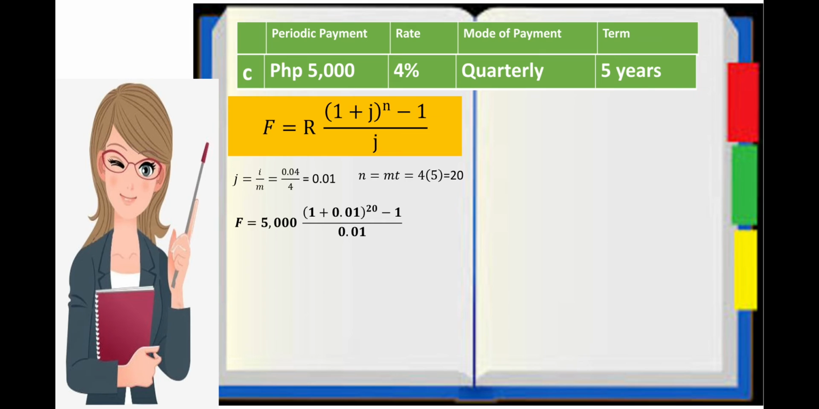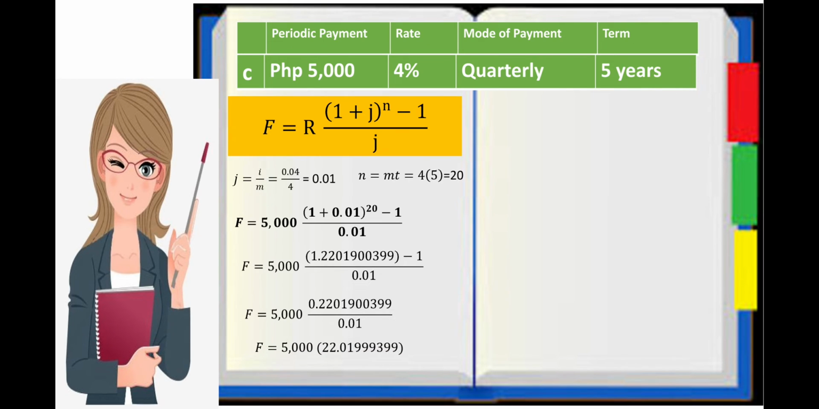So substitute now the regular payment, which is 5,000, the value of j, which is 0.01, and the value of n, which is 20. So we have now 1.01 raised to 20 is equal to 1.22019003. So minus 1, so we have 0.22019003. Then divided by 0.01, so we have 22.019003 times 5,000 is equal to 110,095. So that is the future value of 5,000 after 5 years.